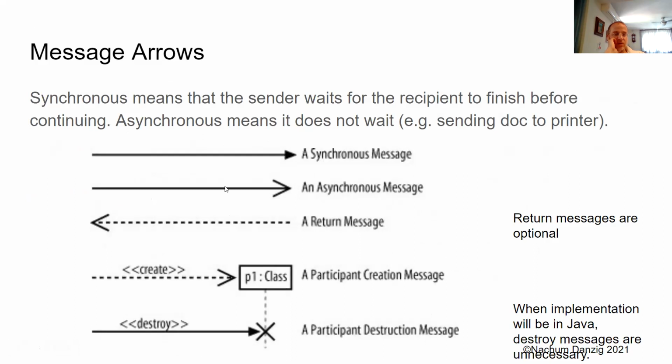So here we have the asynchronous and synchronous. We have create and destroy. You just put an X on the lifeline, and that shows that its lifeline is over. But then who did the destroy? When implementation will be in Java, destroy messages are unnecessary. There's no destroy. Return messages are optional.